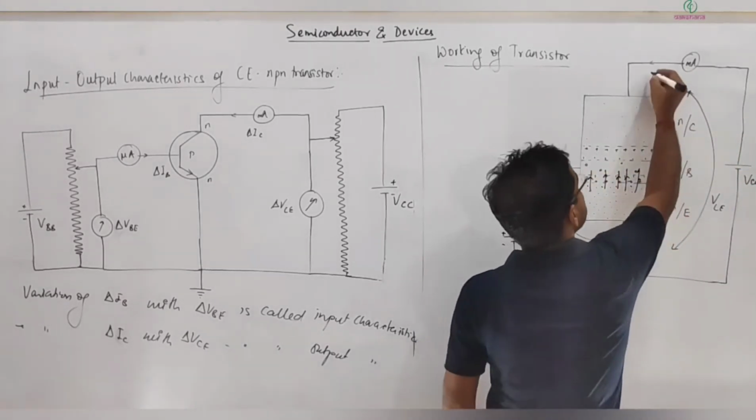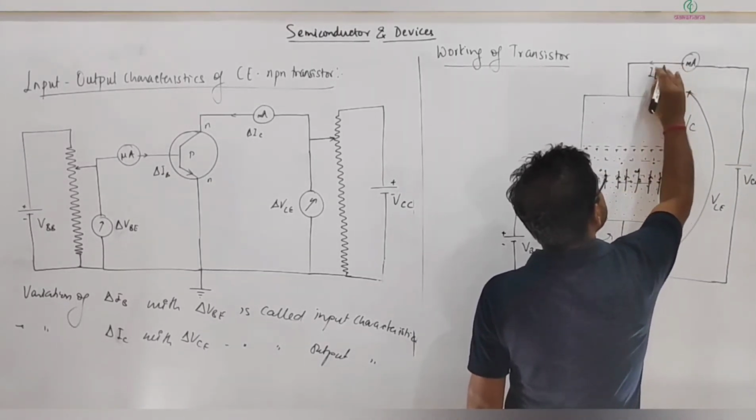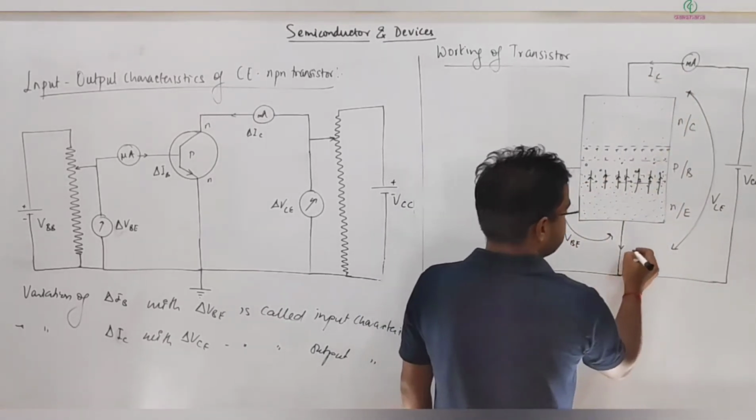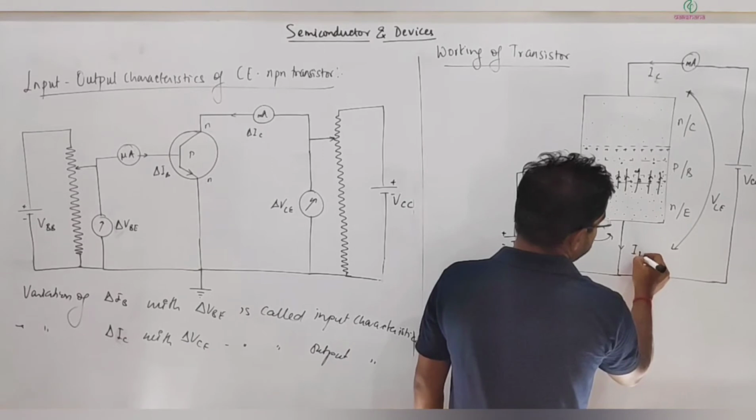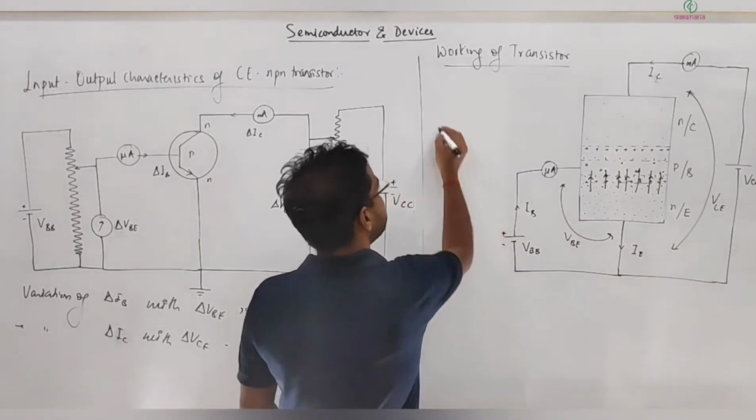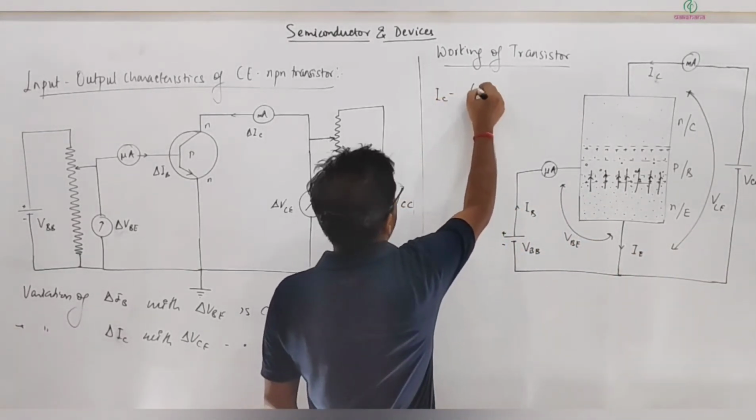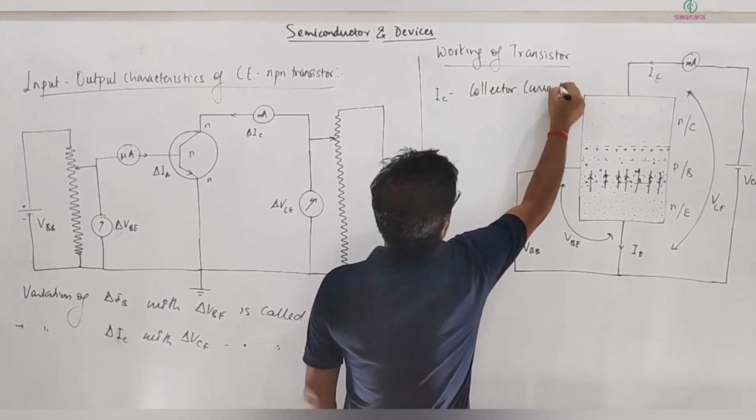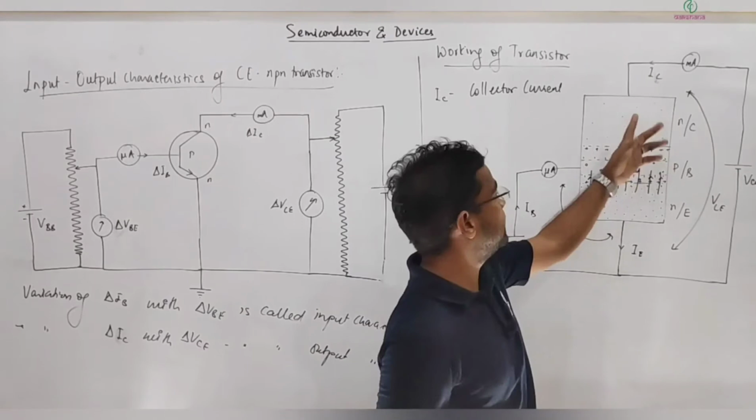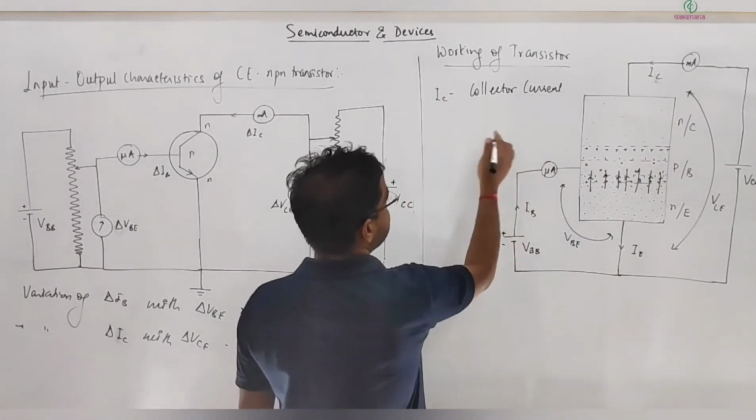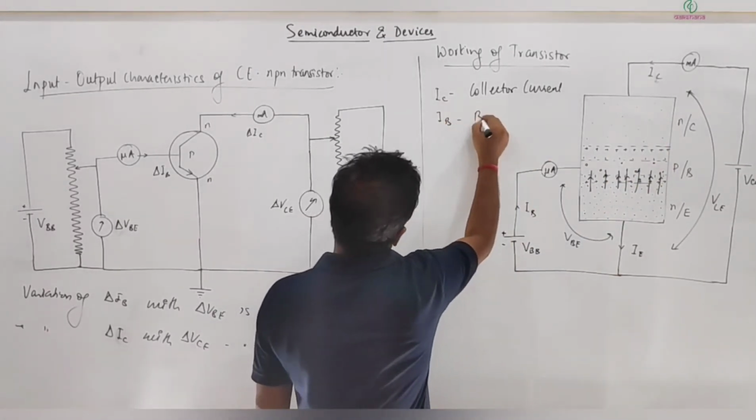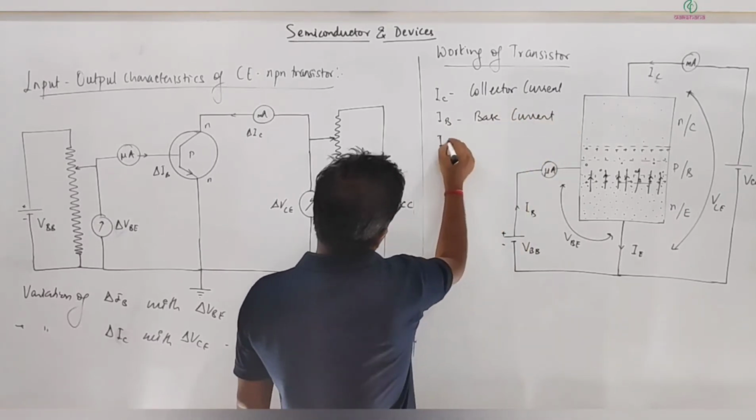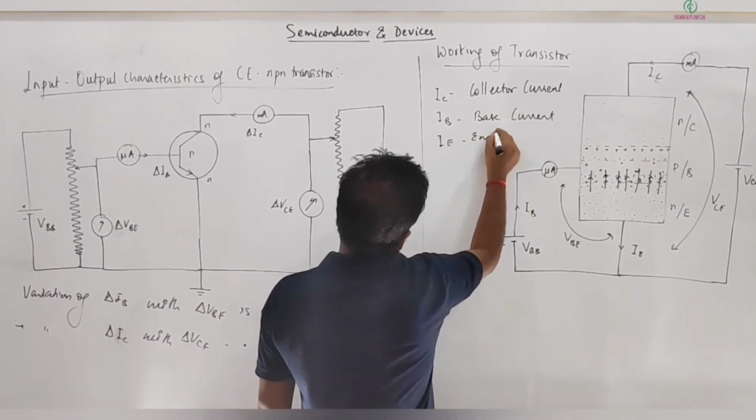That constitutes what we call the collector current, and this is the base current, and this is termed the emitter current. So IE, as the name simply suggests, is the emitter current. IC is called the collector current because it flows towards the collector terminal of the transistor. Similarly, IB is the base current, and IE is the emitter current.